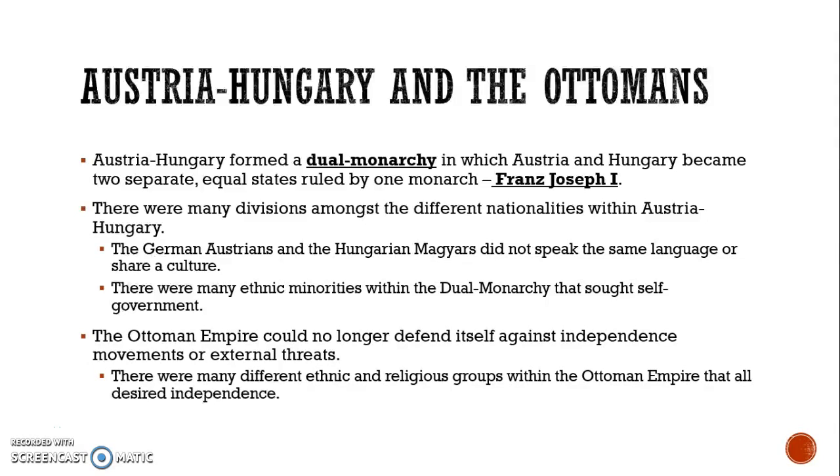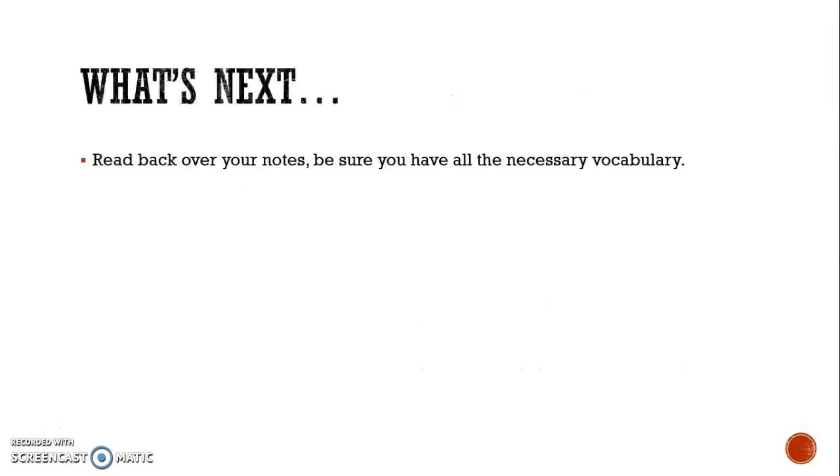The Ottoman Empire could no longer defend itself against the independence movements or external threats, and there were also a lot of different ethnic and religious groups within the Ottoman Empire that all desired independence and would later lead to problems for the Ottoman Empire.